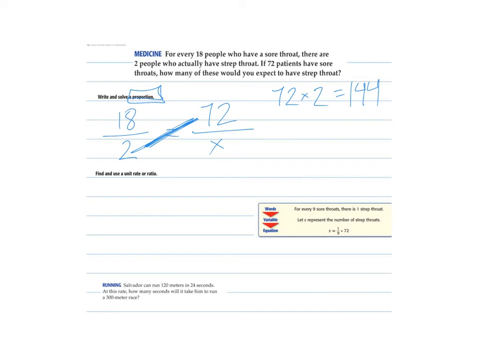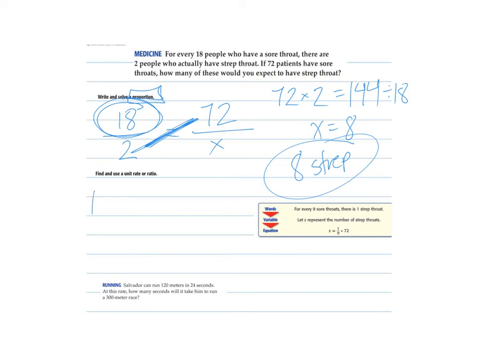And then we're going to divide by the last number, which is 18. And 144 divided by 18 is 8. So then X is equal to 8, also known as 8 people of 72 have strep. Yikes. All right, so I'm going to try to find the same answer using the unit rate.